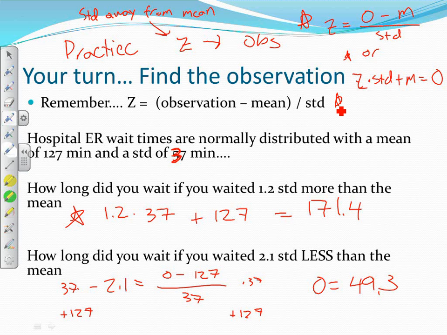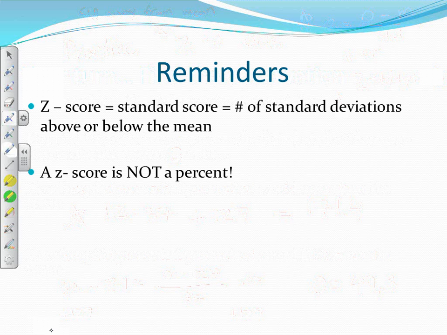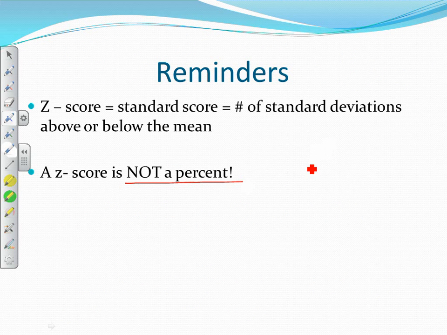Now we're going to put it all together, do them all at the same time. We're going to go from our percent to our z, then our z to our observation. Reminder, a z-score is not a percent. If you go and you plug in inverse norm of, say, 0.65, and you get a value, what's inverse norm of 0.65? 0.385. That is not a percentage.